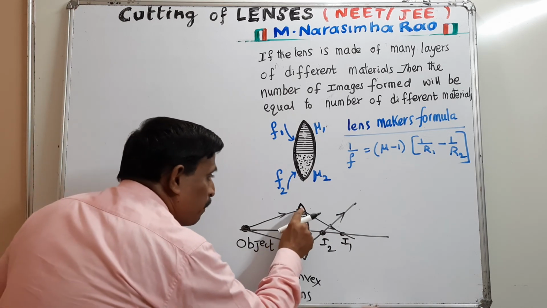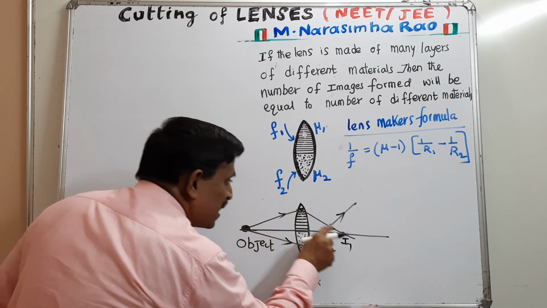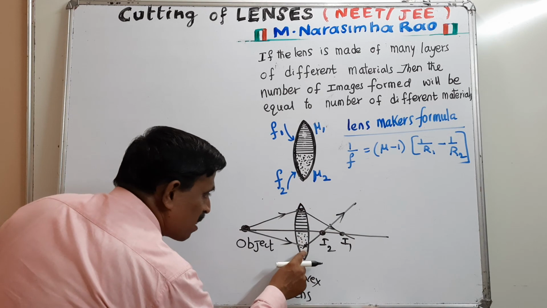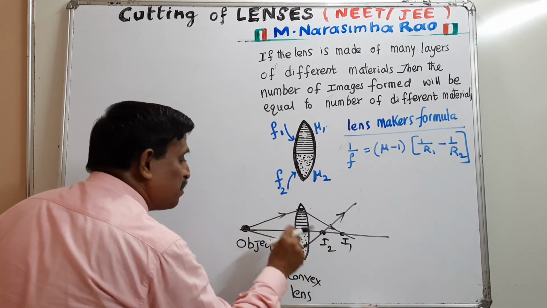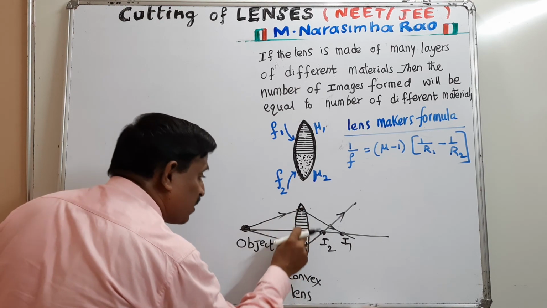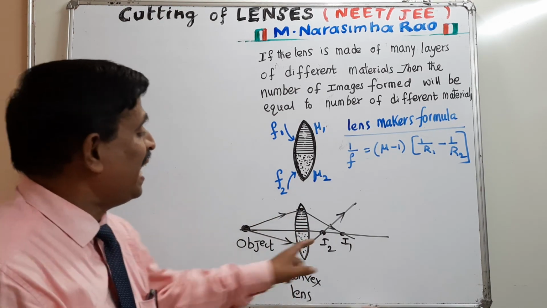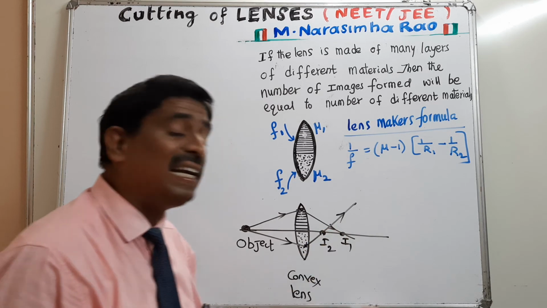Now, this part of the lens is forming the image here. This part of the lens is forming the image here. This convex lens is made of 2 different layers of different materials. Hence, it is forming 2 different images.